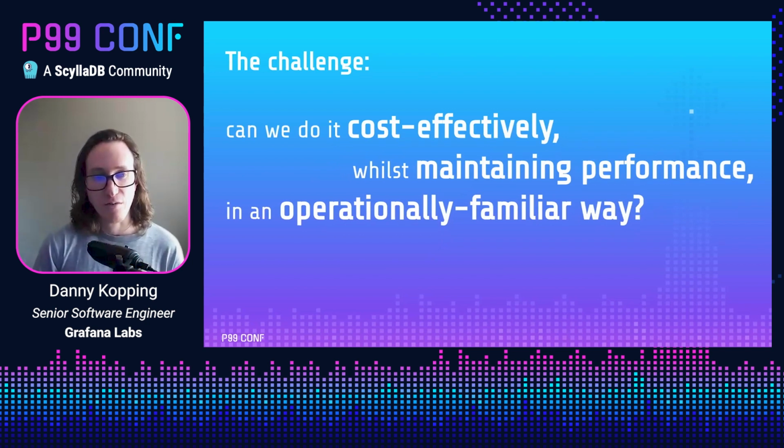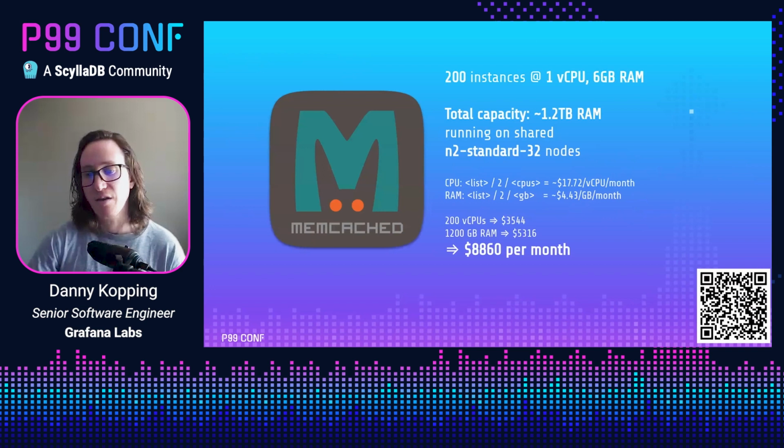And so the real challenge here was, how can we build a cache that's this large cost effectively while still maintaining performance and do it in a way that is operationally familiar to the team? If we don't satisfy all 3 of these requirements, then the solution isn't going to work out for us.